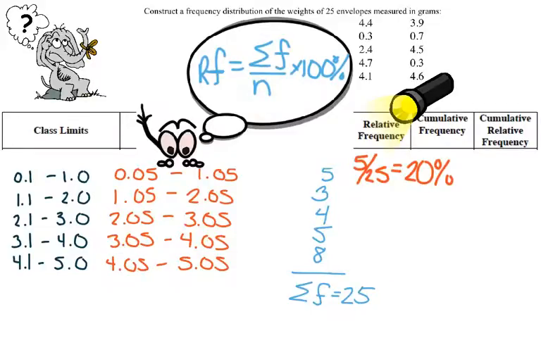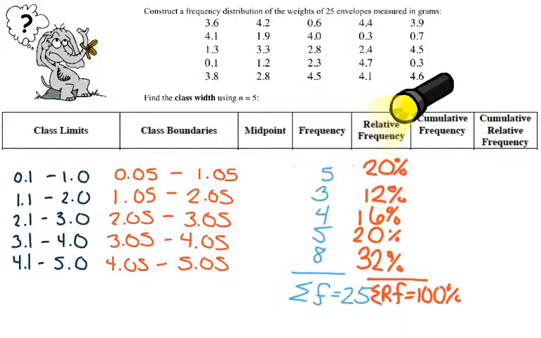So for the first one, we have a frequency of the first class of 5, and we're going to divide it by the sum of the frequencies, which is 25, multiply it times 100%, which gives us 20%. And we do that for the rest of them. At the end, your relative frequency should be 100%. If not, consider going to a more specific decimal place.